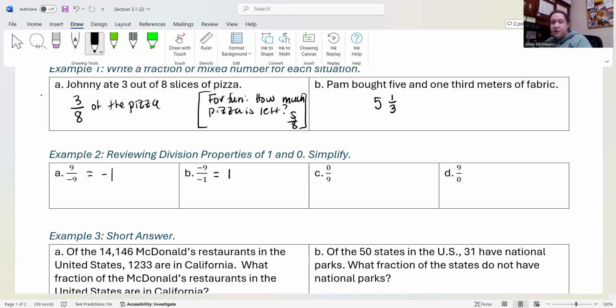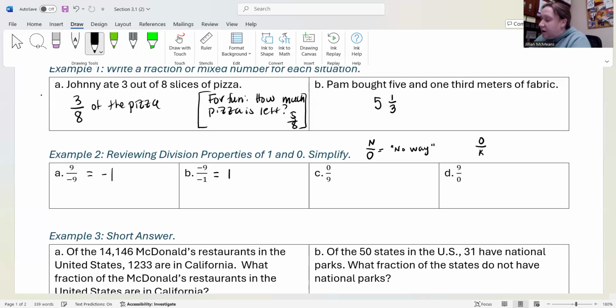Now, when it comes to the division properties of 0, these are the two that get students confused probably the most often. So when you're thinking of a fraction, think about where the 0 is. If you have a situation where you have a number divided by 0, think of this as no way. Can't happen. You cannot divide by 0. It's illegal. It doesn't work. It's undefined, okay?